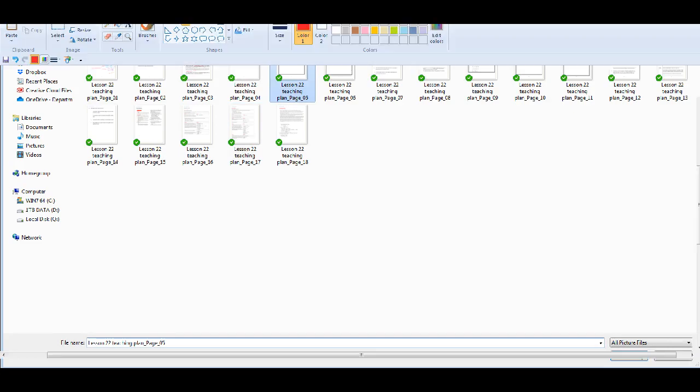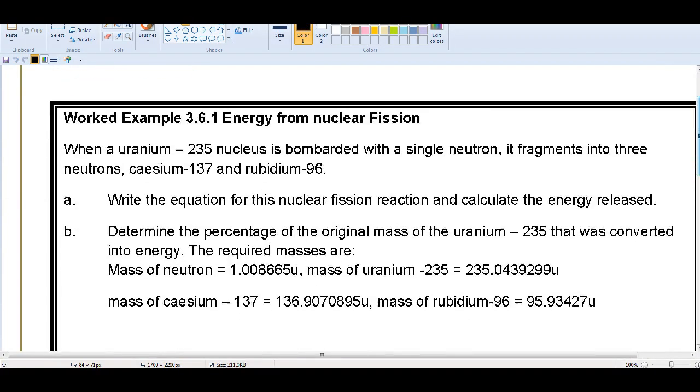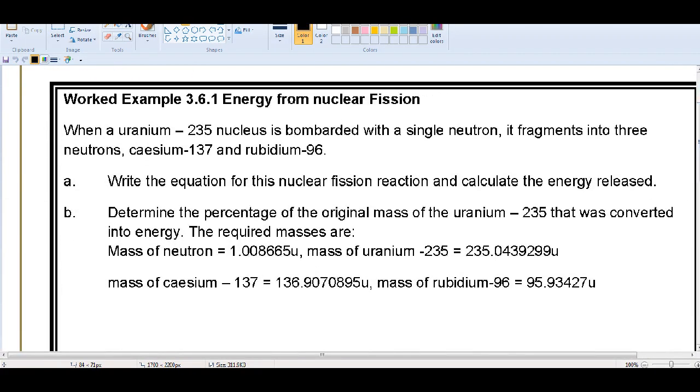Okay, let's move on. Here are some questions about calculation. We all understand that when fission happens, they release energy, and the energy release is related to the mass defect in the nucleus, right? Let's say when a uranium-235 nucleus is bombarded with a single neutron, it fragments into 3 neutrons, cesium-137 and rubidium-96.